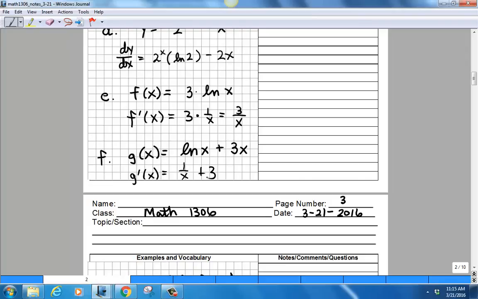What? Because that's x to the first power, right? So you bring down the 1, and then you get x to the 0th. But x to the 0th is really just 1. Yeah, okay. There it is, okay?